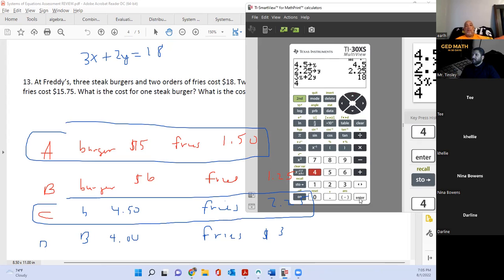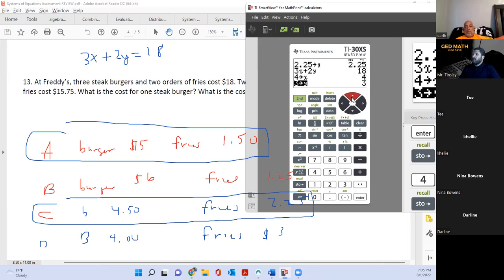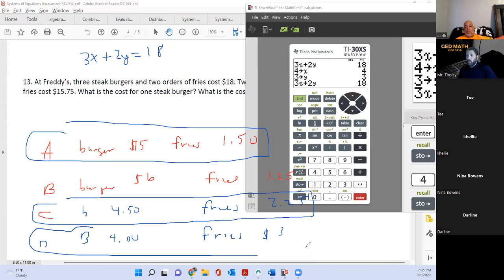$4 is x, $3 is y. Let's plug into our first equation and let's see if we get 18. Wow. So option D worked. Remember what a system of equations means. It means that your x and y values will satisfy both equations. So you've got to remember, you have to plug it in to both equations.